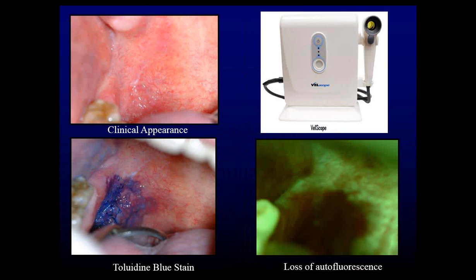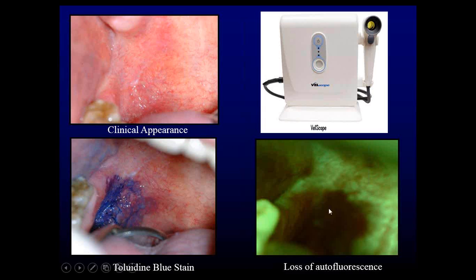Another clinical case, a red area in the retromolar part of the oral cavity. We performed the Veliscope and it showed a clear, distinct loss of fluorescence, and then we applied toluidine blue and it also binds to the area. Although clinically it is not very clear or visible, we did a biopsy later on and we found it to be carcinoma in situ in this case.